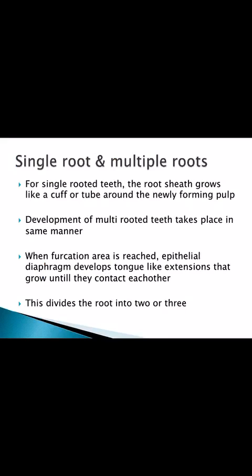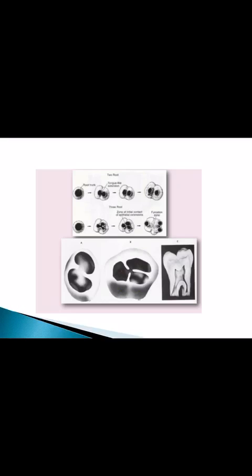Single root and multiple roots. For single-rooted teeth, the root sheath grows like a cuff or a tube around the newly forming pulp. Development of multi-rooted teeth takes place in the same manner. When the furcation area is reached, the epithelial diaphragm develops tongue-like extensions that grow until they contact each other. This divides the root into two or three.